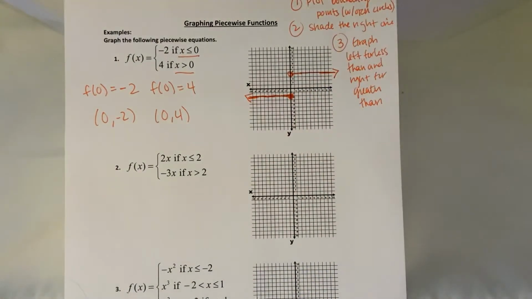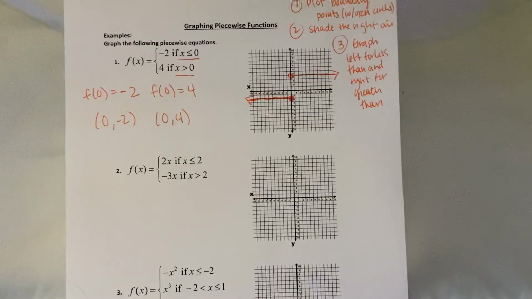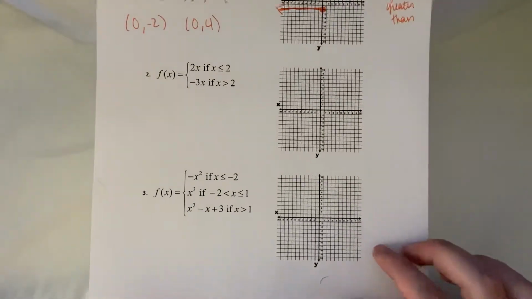Now normally you're not going to have a constant function, so that's not the only thing you do. You may use plug-in points. If you're ever not sure though, plug in a point, see which side it is, and connect to the corresponding point. Number 2 is more likely to be a problem you'll see.